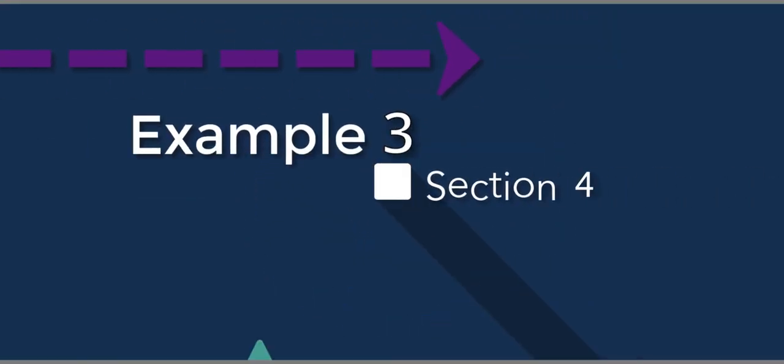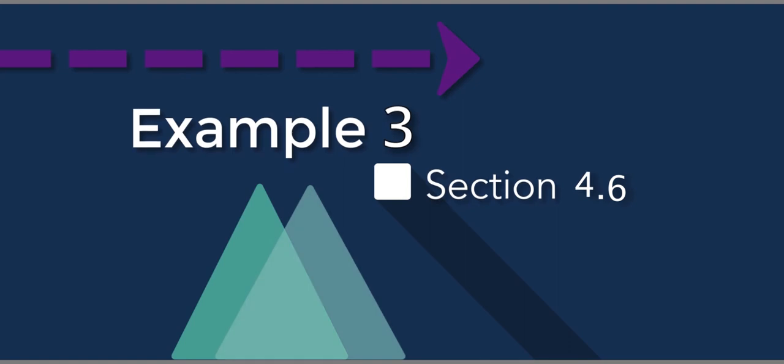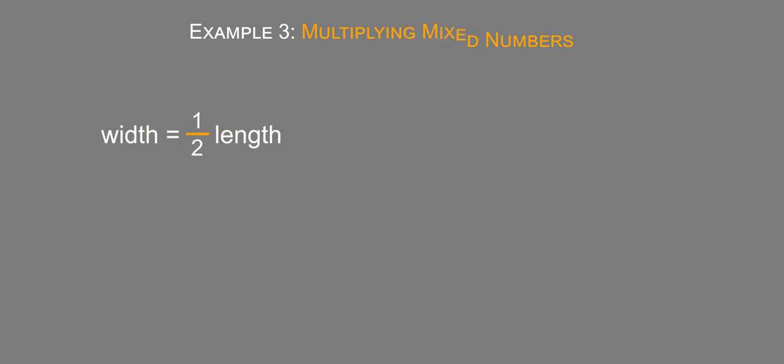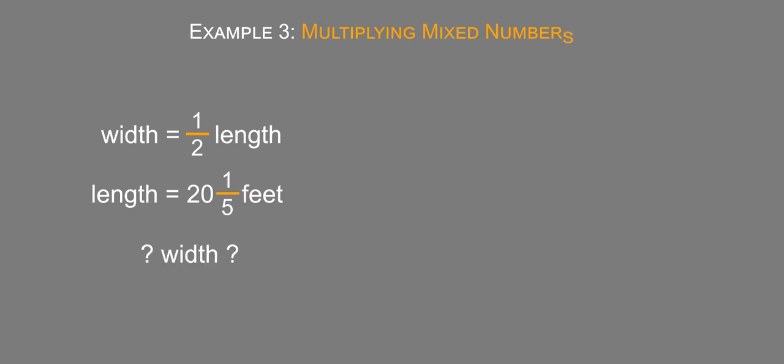Moving on from multiplying fractions, just a little more complicated, we're looking at multiplying mixed numbers. In example 3, we're told that the width of a yard is 1/2 times its length, and we're asked if the length of the yard is 20 1/5 feet, what is the width? We're also told to use both methods to solve.